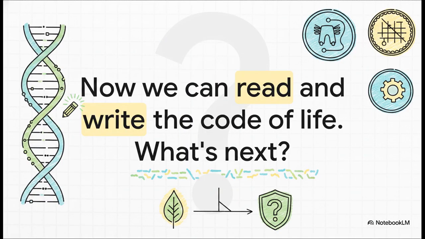And all of this leaves us with one last profound thought. For pretty much all of human history, we've only been able to read the code of life. But now we're learning how to write it. As this technology gets more and more powerful, it raises a massive question for all of us. What responsibility do we have now that we're becoming the editors of life itself?